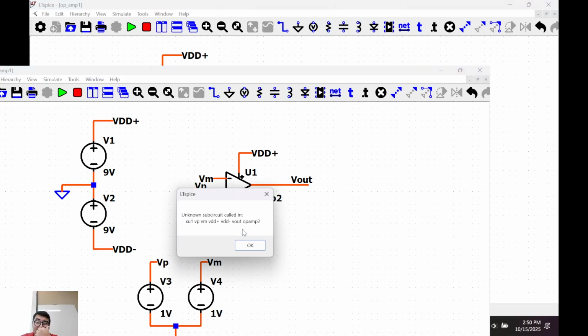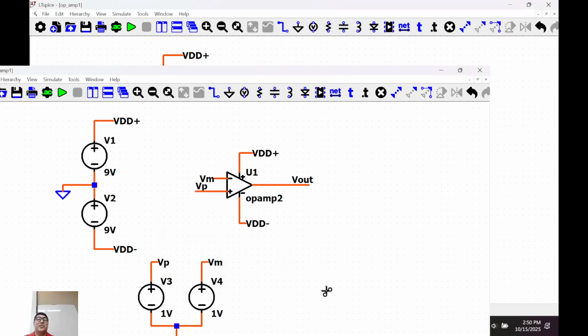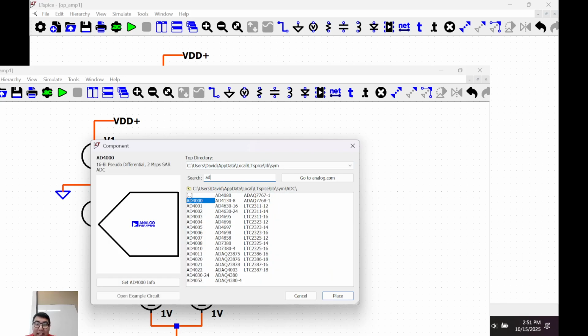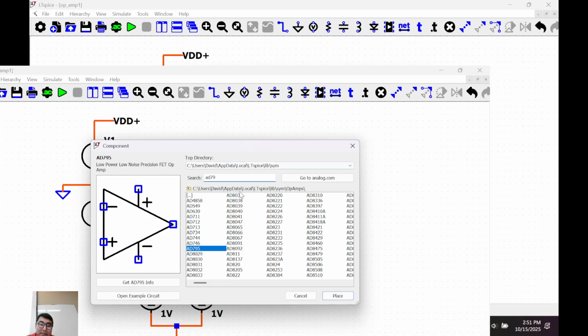It says unknown subcircuit. It wants me to name the actual op amp. So this is what you're going to be doing on your homeworks, all right? That op amp is just some type of model I could instantiate and make it a whole netlist or some type of script, but I don't want to do that. I want to give you guys an easy model to use. So it's going to be called the AD795. Yes, there we go.